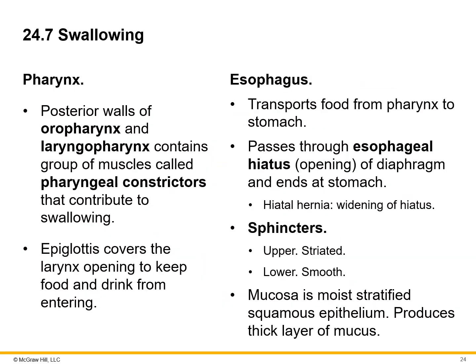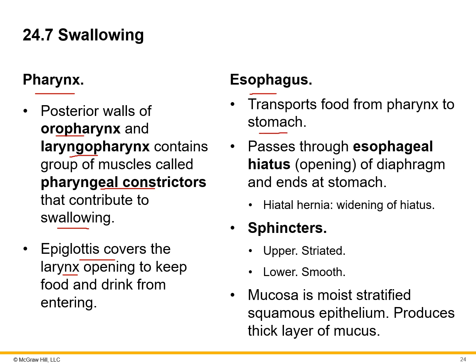So then moving into our swallowing. So now we're moving into the pharynx. So again, we talked about the pharynx before with the respiratory system, but we have the oropharynx, the laryngopharynx that make up the digestive system. So they're shared between the digestive and the respiratory system. So both of those groups have muscles called the pharyngeal constrictors that allow us to swallow. And then that epiglottis is very important to cover the larynx to keep food or drink from going into the lungs. So then from the pharynx, it travels into the esophagus to transport everything to the stomach.